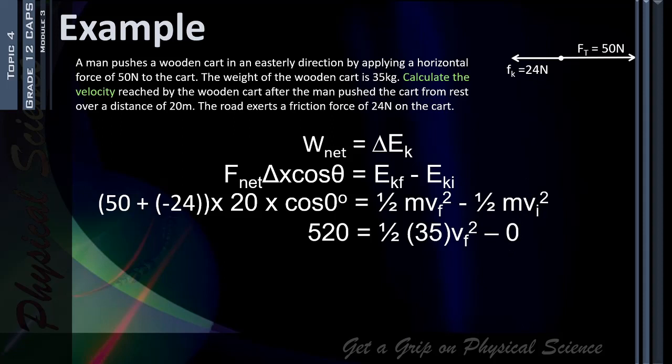And then you can calculate the final velocity. 520 divided by half of 35, and the square root of that answer will give you a final velocity of 5.45. We round off to 2 decimals, meters per second in an eastern direction. They asked you for the velocity, so you have to write down what the direction of this cart was.